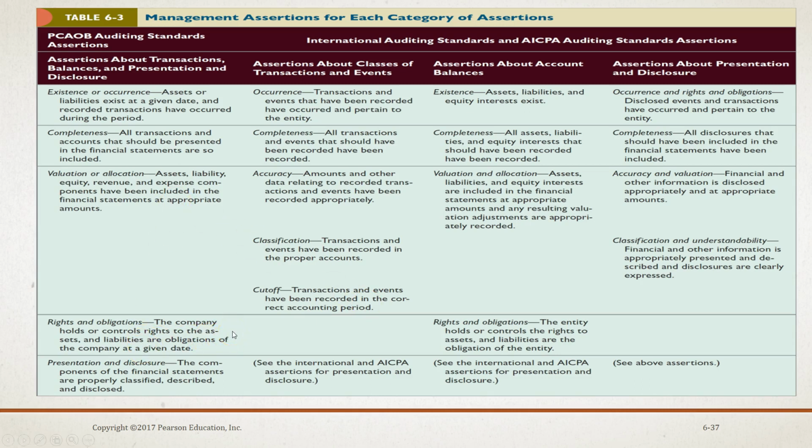Rights and obligations. The company holds or controls the rights to the assets and liabilities or obligations of the company at a given date. Finally, presentation and disclosure is an assertion that management makes. So if management gives you all the right accounting for a capital lease, but they do not do all the footnote disclosures, that technically is a problem. Because when they make the claim that they've done everything properly, that includes the notes as well.